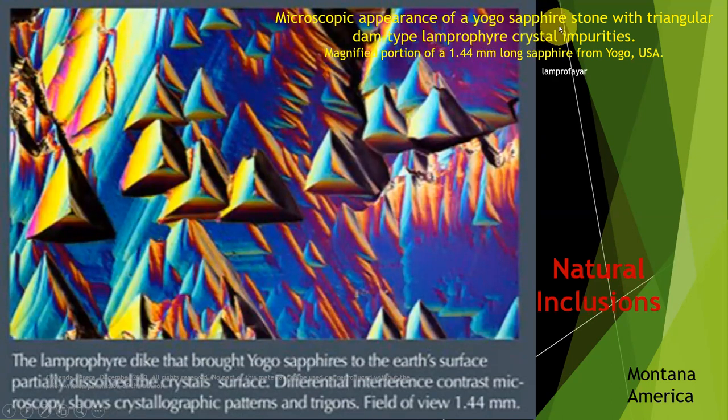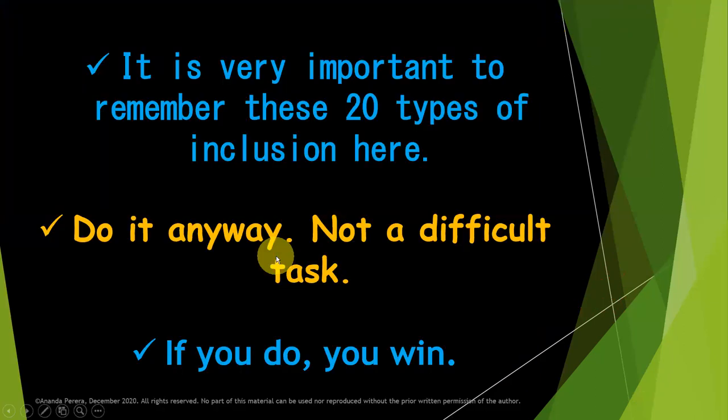Of a Yogo sapphire stone with triangular dam type. Triangular dam type. See the dams, like dam type. Lamprophyre crystal impurities. Crystals are lamprophyre. Magnified portion is 1.44 millimeter. It is Montana, America. Now we learn there are 20 types of natural inclusions.